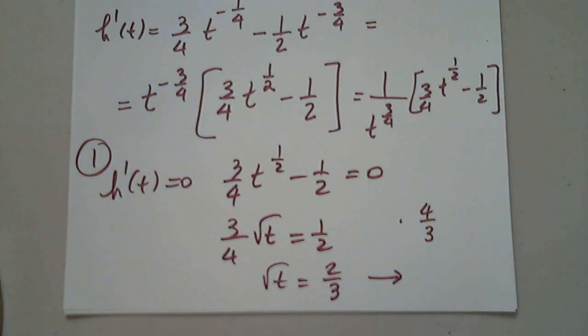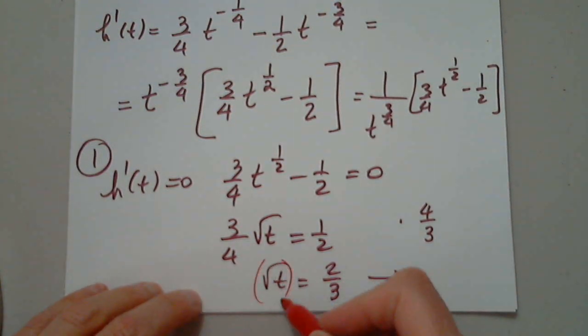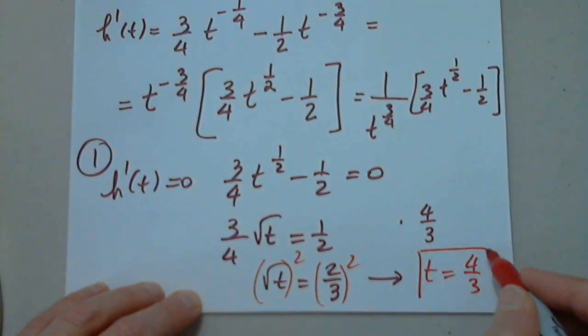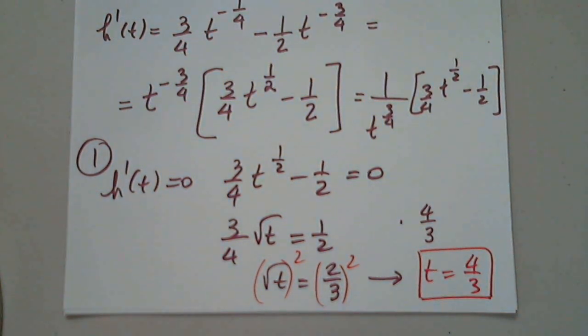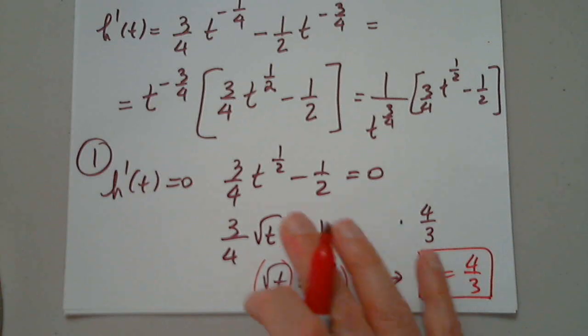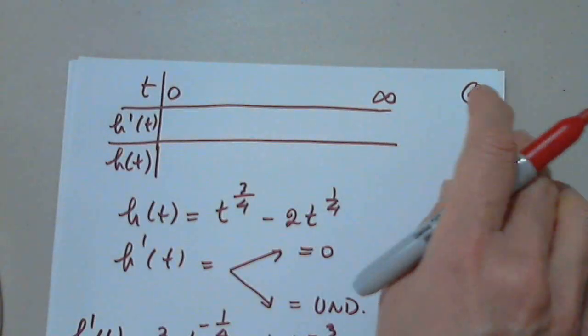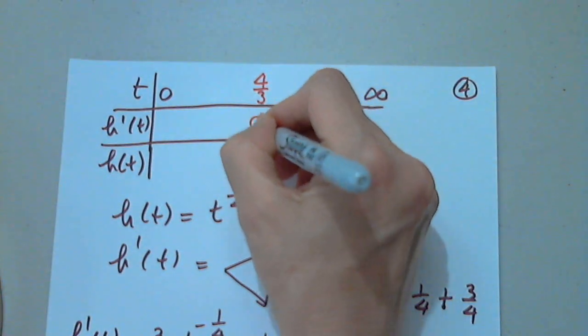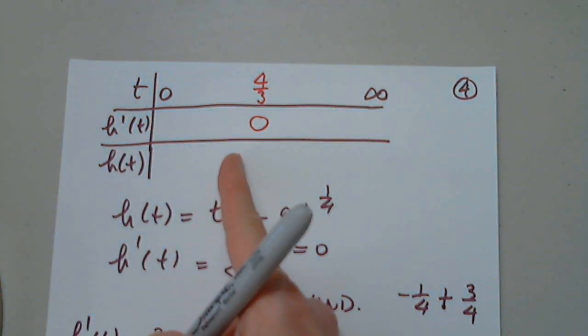Oh, the power of 2. Yes, we square both sides, of course. So we get t equals 4/3. This is our first critical number. Is t equals 4/3 in the domain? Yes, it is. So I'm going to put 4/3 here and put 0 for h prime.